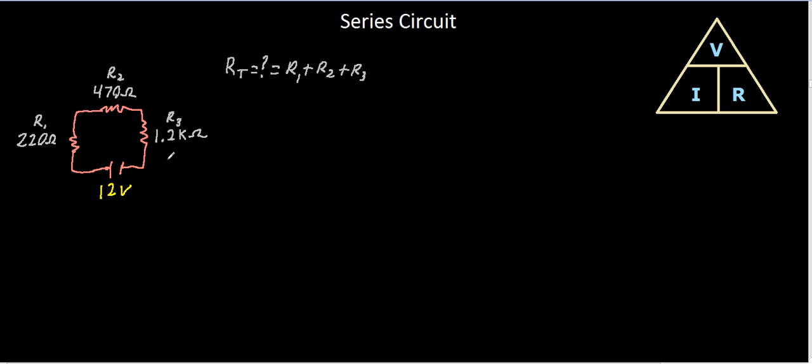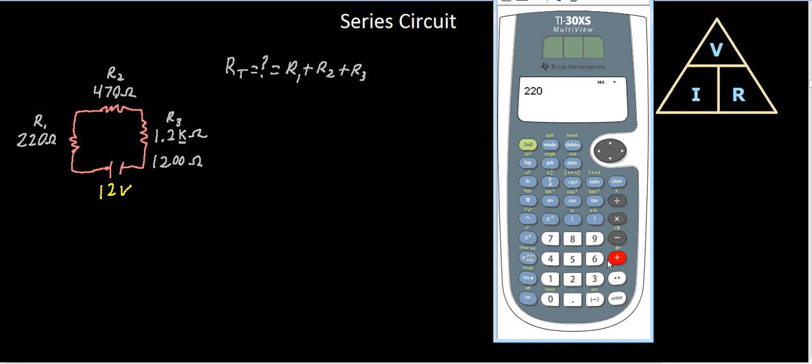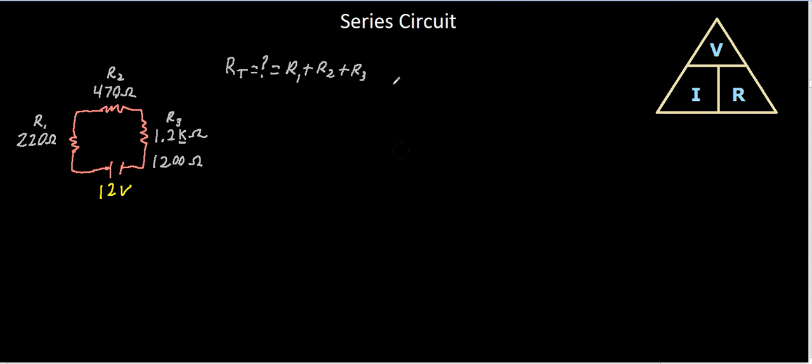And then real quick, a note about R3. If you notice that kilo ohms, that's not a consistent unit, so we need to convert that. 1 kilo ohm is 1,000 ohms. So let's make this 1,200 ohms so that we have a consistent unit to work with. We can just plug these into our handy-dandy calculator. We'll add up our 3 resistors, R1, which is 220, plus 470, R2, plus 1,200 ohms, which is R3. And what do we get when we hit enter? We get 1,890 ohms for our total resistance.